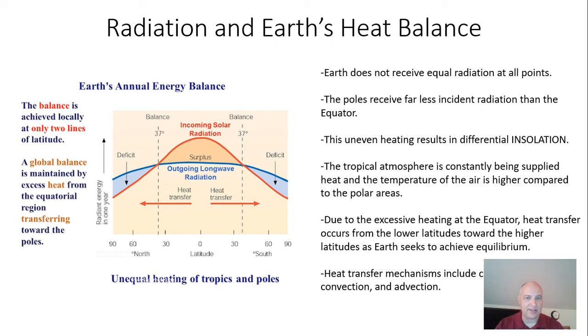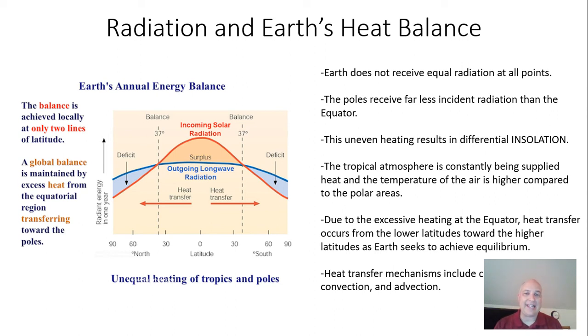So what is this telling us? This is telling us that we need processes in place to make up for this unequal heating of the tropics and the poles. Over the tropics, again, much more incoming solar radiation, therefore you have hotter temperatures. Over the polar areas, we have a deficit of incoming solar radiation, more long-wave cooling Earth radiation at the higher latitudes, so we have a deficit there. So a global balance must be maintained in temperature, and this is maintained by excessive heat from the equatorial region moving toward the polar areas.